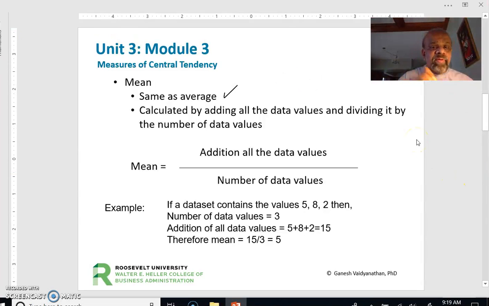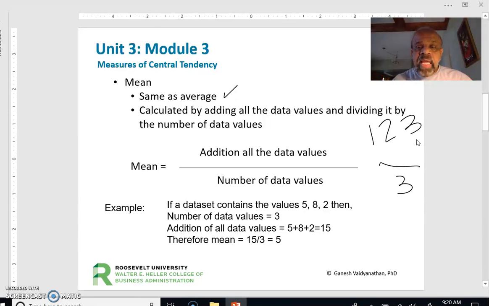Mean is the same as the average. Okay, what is an average? Average is if I have data: 1, 2, 3 is the data. So I have 3 data.